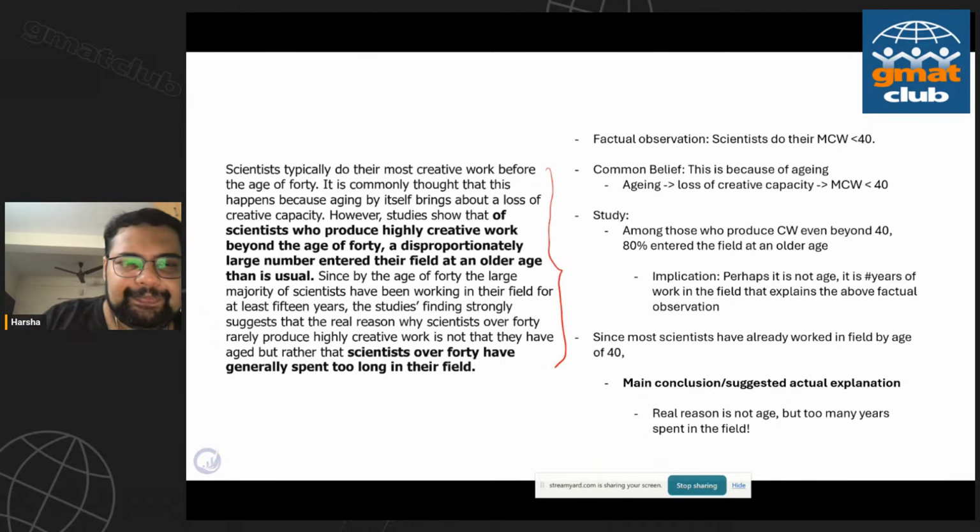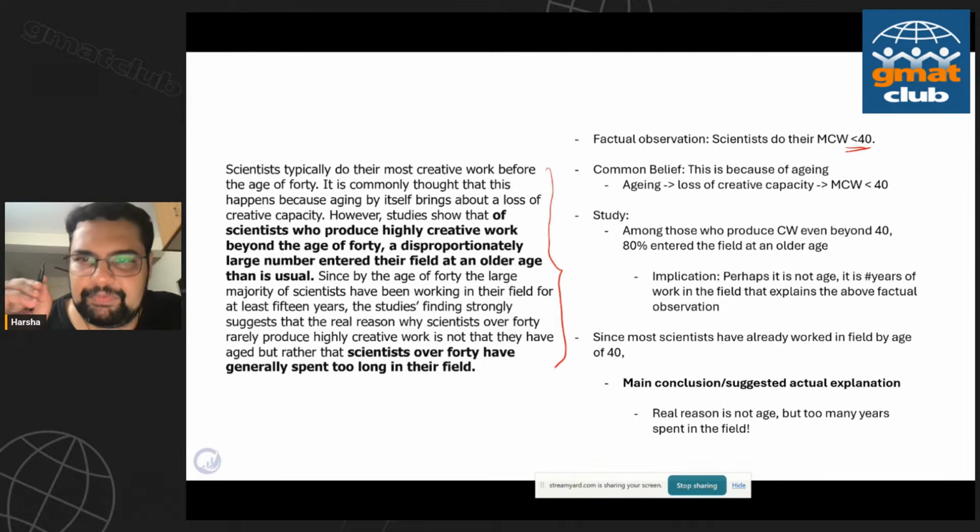So, firstly, scientists typically do their most creative work before the age of 40. So, the author is presenting what happens to be a factual scenario. This is what it is. It so turns out that scientists typically do their most creative work before they hit 40. Now, with the next sentence, the author is introducing a somewhat common thought, a common belief that exists. So it is commonly thought that this happens. The reason scientists do their most creative work before the age of 40, this happens because aging by itself brings about a loss of creative capacity.